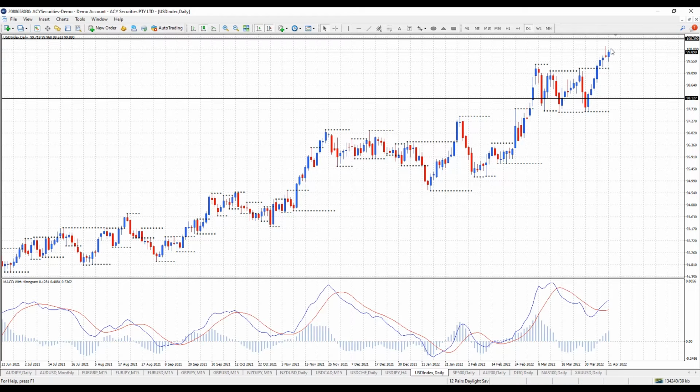Just watch what the index does when it gets close to or at 139 or 100.39. We might see a little bit of a pullback there, time will tell, but at the moment the dollar index is showing strength. So pairs to the US dollar should be showing weakness, generally speaking. Alright, let's get to the Aussie dollar.